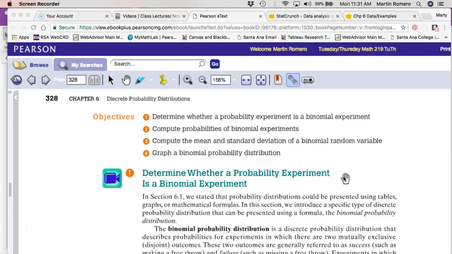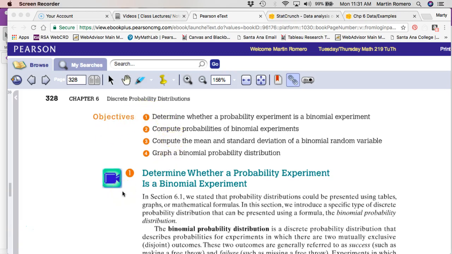This is chapter 6.2, part 1 lecture. This section is again going to be talking about discrete probability distributions, but this time we'll be talking about something called the binomial probability distribution.